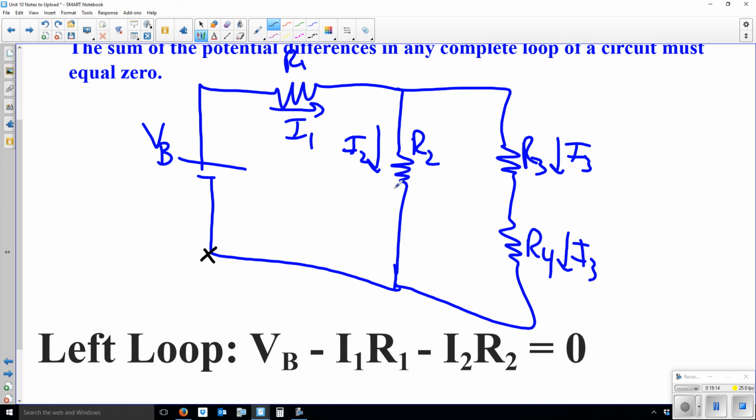So this helps us with some of these combination circuits. If I know that I've got these two paths, if I know the voltage on one path, I can actually just tell you exactly what the voltage of the other path is going to be as well.